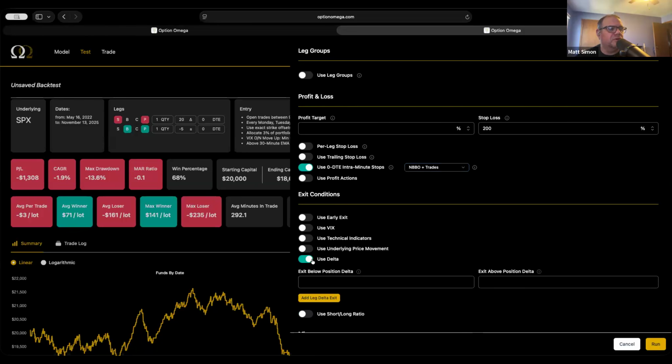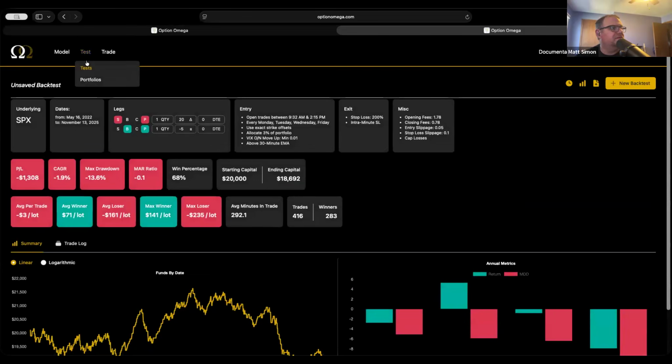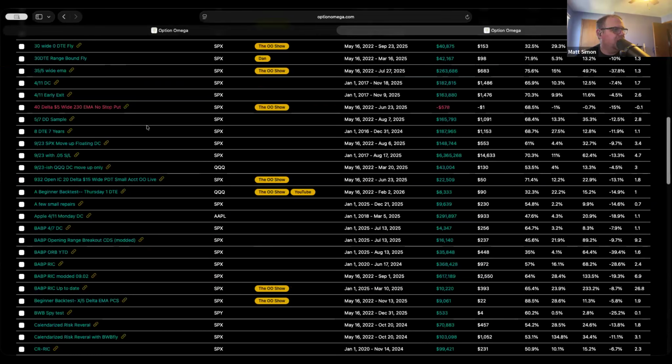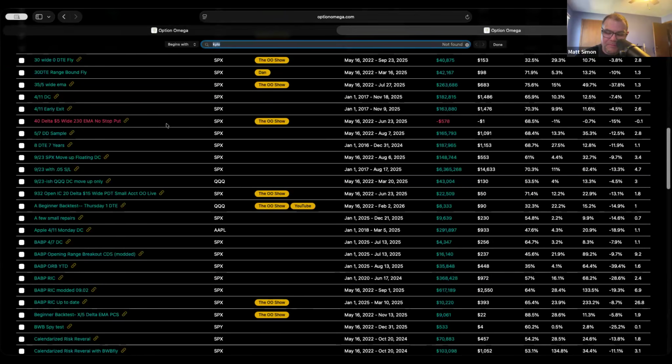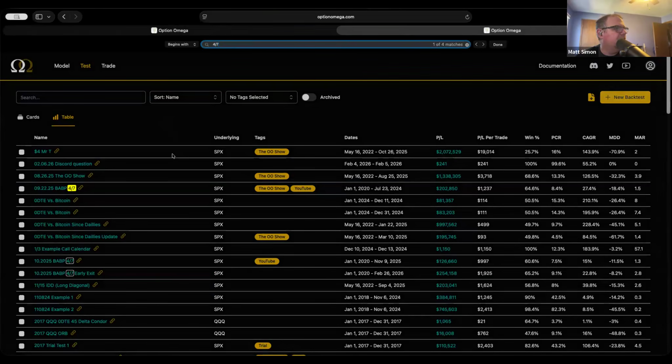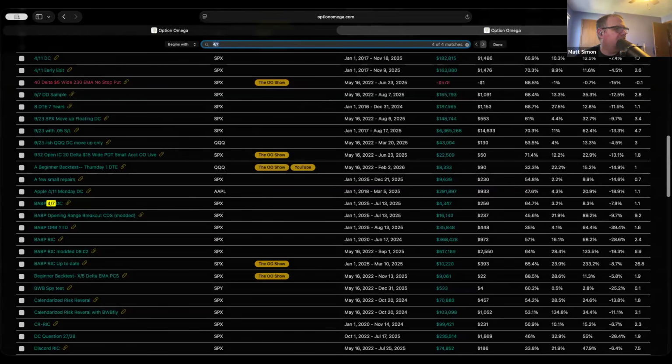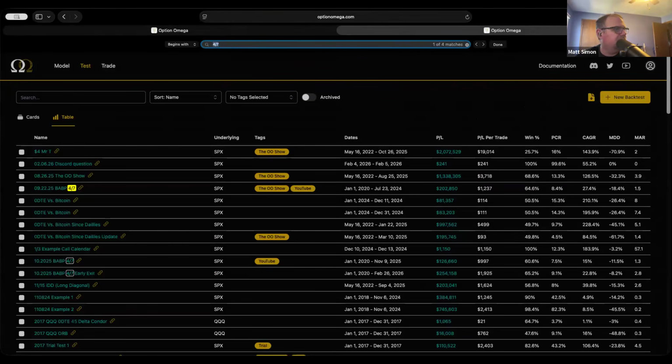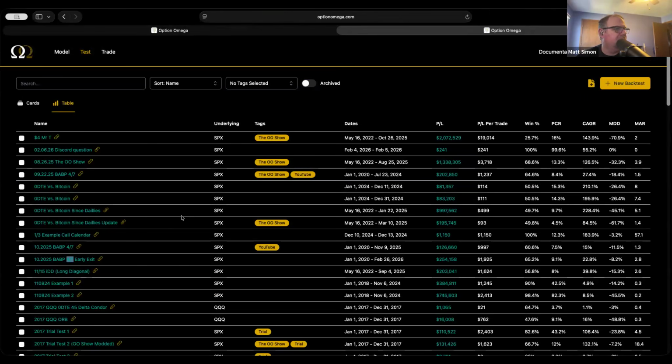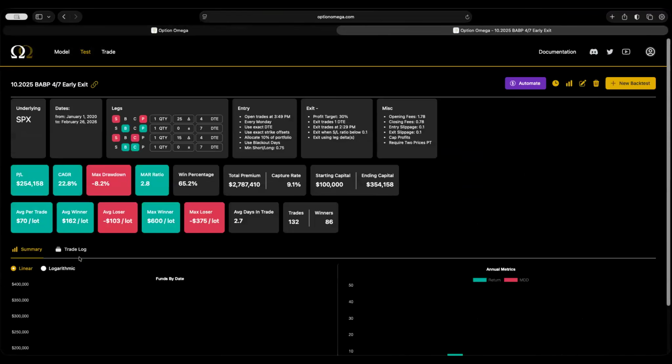There are other rails too, though. You could use a delta exit. That would be a common thing. And let me show you a different test that's using a delta exit. And let's find one that's completely different. You guys want to see a time spread? I can bring a time spread up here. I was playing with one earlier today.